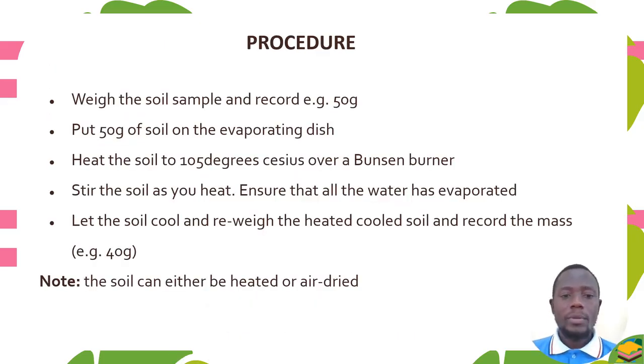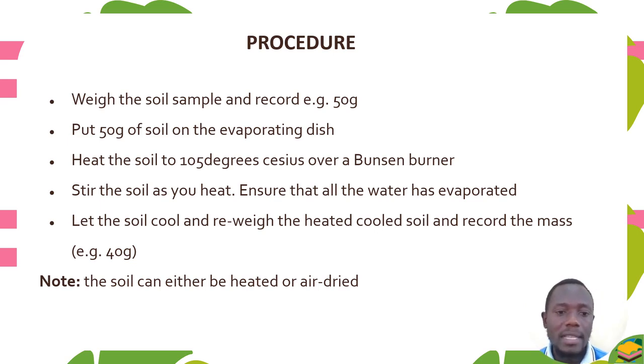Let's now go to the procedure of finding the soil water. The first step is to weigh the soil sample and record. After weighing, you put the soil sample on the evaporating dish. Let's assume that after weighing you find that it is 50 grams. Then take that 50 grams of soil and put it on the evaporating dish.